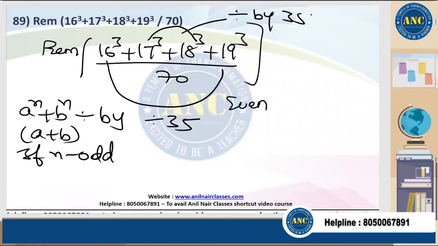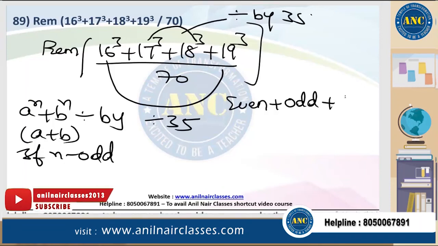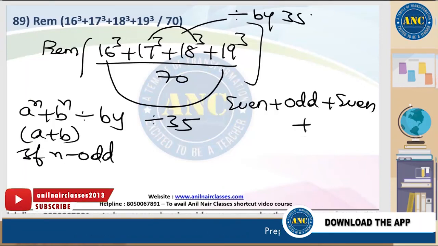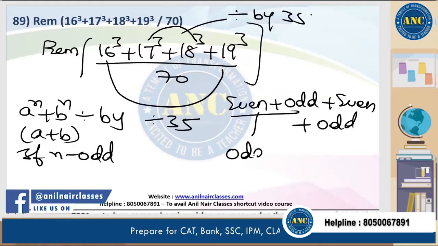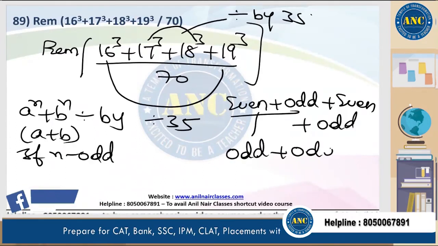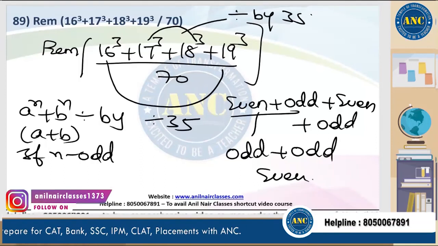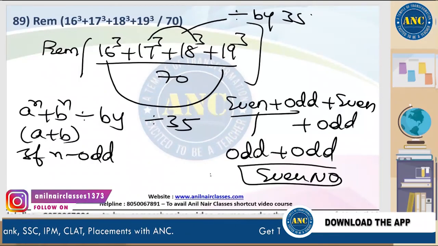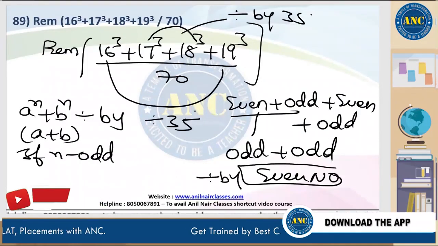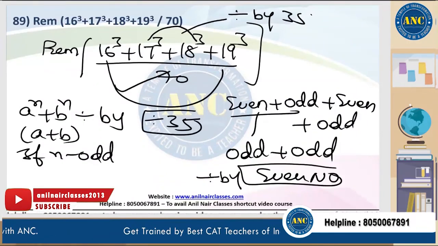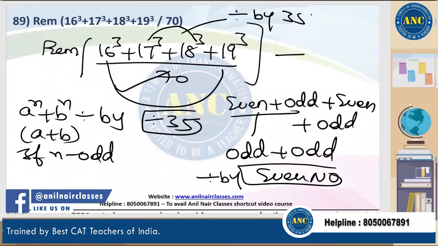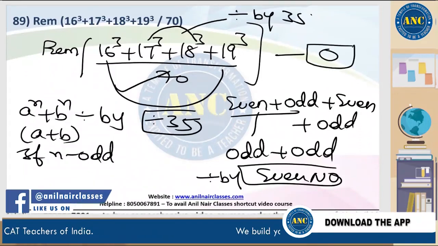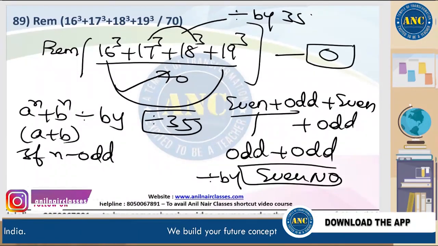16 is an even number. Even power any number is even. 17 is an odd number. 18 is an even number. 19 is an odd number. Even plus odd is odd. Even plus odd is odd. Odd plus odd is even number. Answer is divisible by even number. Answer is divisible by 35. Even number is 2 into something, it is 35. So answer has to be 0.